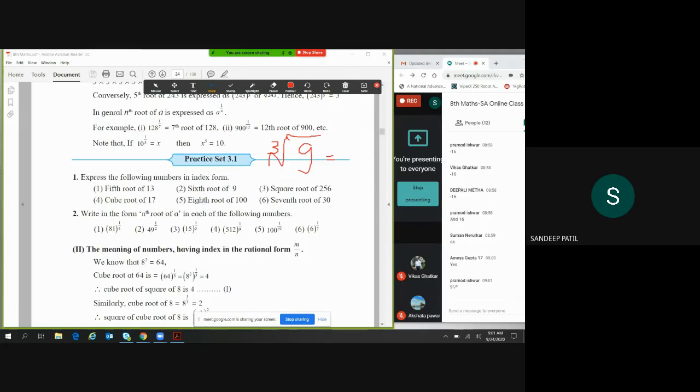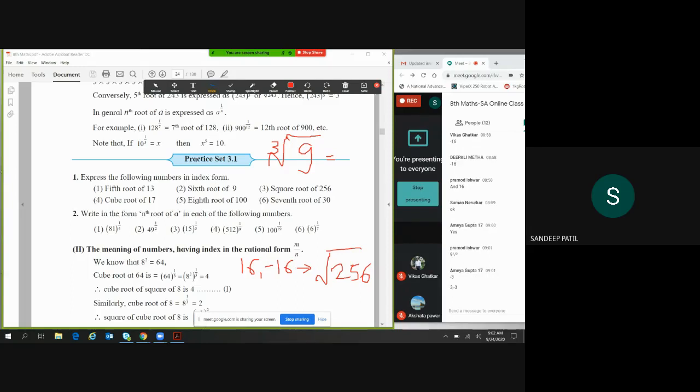So what is the answer for cube root of 9? I need the answer. Please write both answers in the way I showed in the earlier example, 16 comma minus 16 for root of 256. Similarly for cube root of 9, what will be the answer? People are writing 3 comma minus 3. Please write down the answers. Think, what is the answer? Cube root of 3.